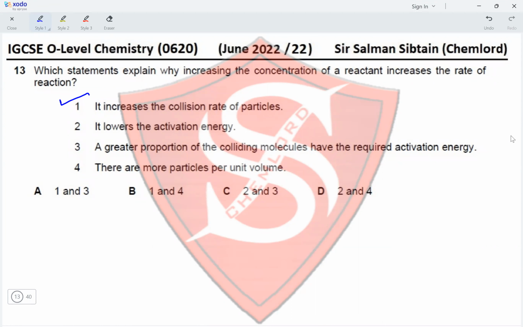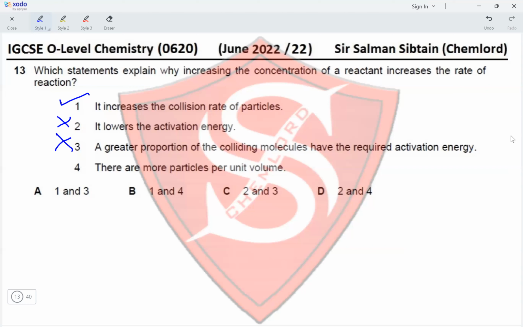Statement two, it lowers the activation energy. Concentration has nothing to do with change in the value of activation energy. This can only be affected by introduction of a catalyst. So this statement becomes incorrect. Next, a greater proportion of the colliding molecules have required activation energy. This is achieved by introducing a catalyst which lowers the requirement of activation energy and not by changing the concentration.